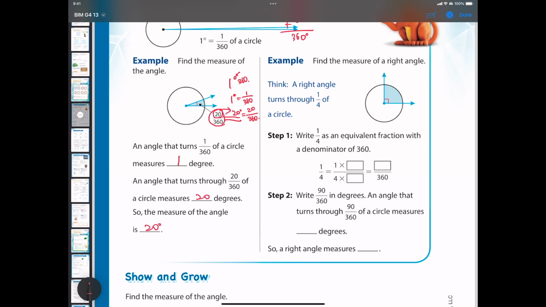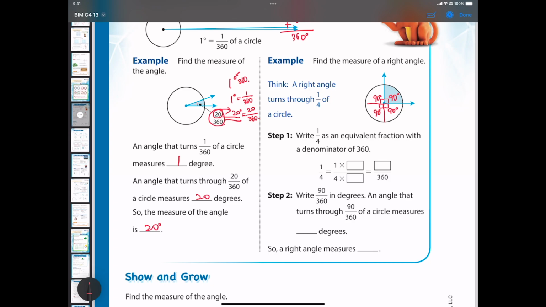Now example. Find the measure of the right angle. Think, a right angle turns through 1/4 of a circle. We can split that into 4 equal parts, and each part forms a right angle. So a right angle is 90 degrees. Remember, 90 plus 90 is 180, a straight angle, right? Another 90 degrees and another 90 degrees make another 180. 180 plus 180 is equal to 360. That's what we did before, right?